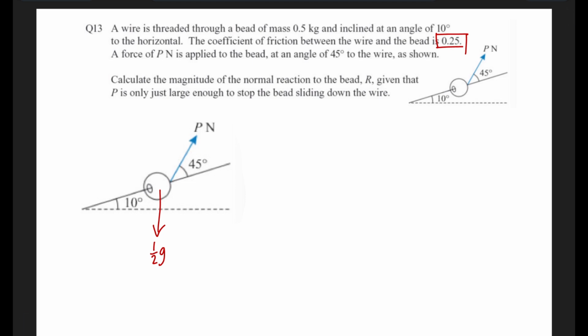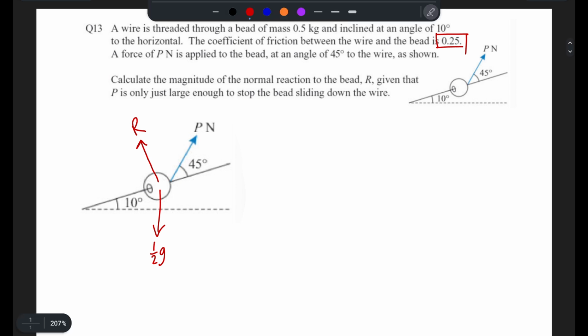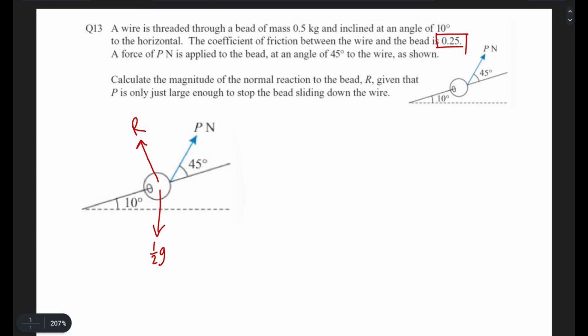Calculate the magnitude of the normal reaction. So there's going to be a normal reaction, R, given that P is only just large enough to stop the bead sliding down. If the bead would be sliding down without this force, friction is going to oppose the motion. So we can label friction here as going up the slope, and we're just going to call it FR. And we know that friction equals mu R. Mu is 0.25, I'm just going to write as quarter R. We don't know what R is yet.